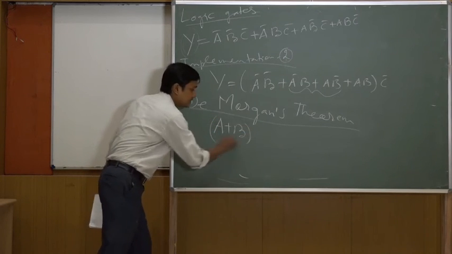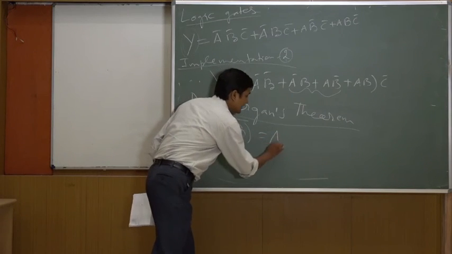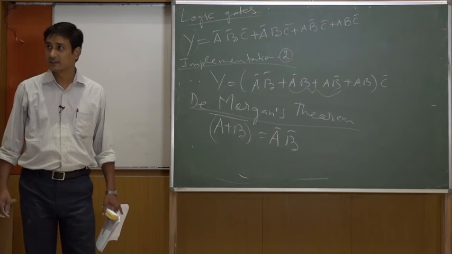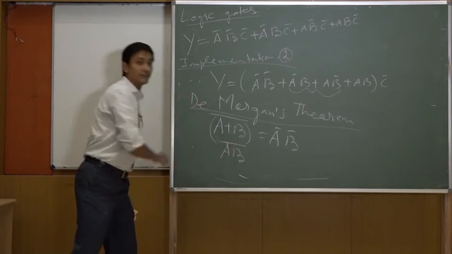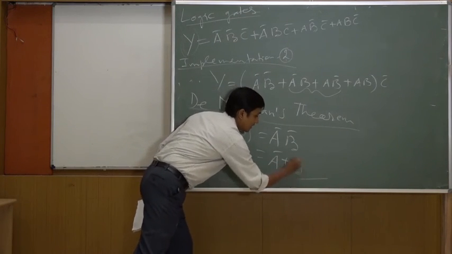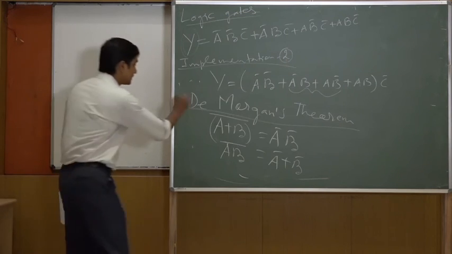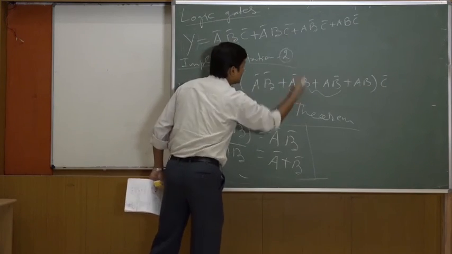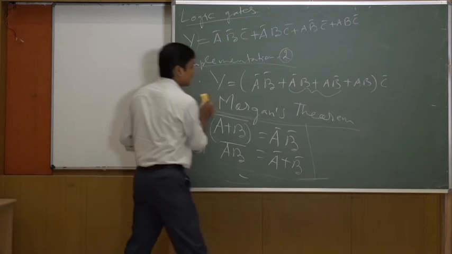How? Because the theorem says that if you take NOT of A OR B, it is the same as NOT A AND NOT B. Similarly, if you take a 2 input AND and take the NOT of it, it will be the same as A bar OR B bar. Fine. So, this is the theorem by De Morgan. Let us use this theorem in our expression, either this or this here, so that we extend this into another form.